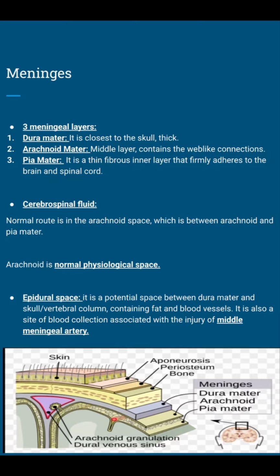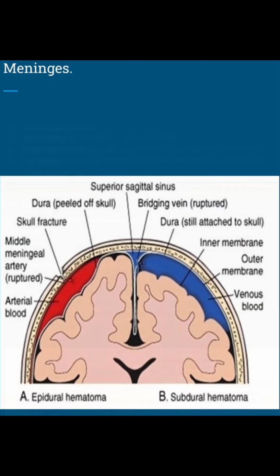Lastly, the epidural space. This is a potential space between dura mater and the skull or vertebral column, containing fat and blood vessels. It's a key site for blood collection, often due to injury to the middle meningeal artery, leading to an epidural hematoma, a classic Step 1 scenario.